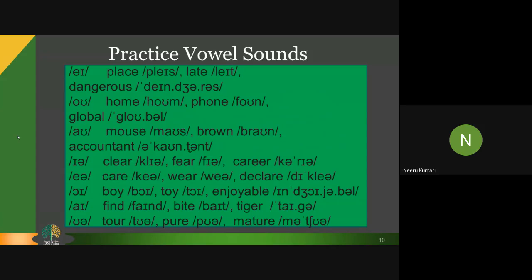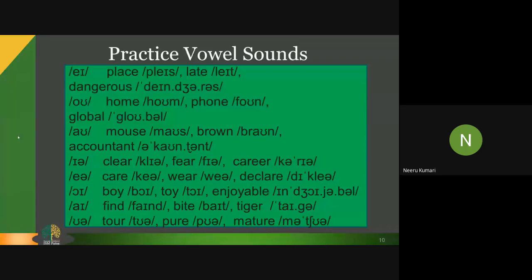Moving towards the diphthong, place, late, dangerous. The next sound, home, phone, global. The next sound, mouse, brown, accountant. The next sound, clear, fear, career.